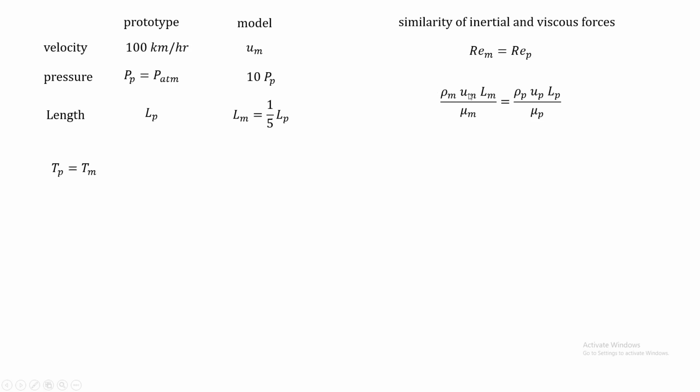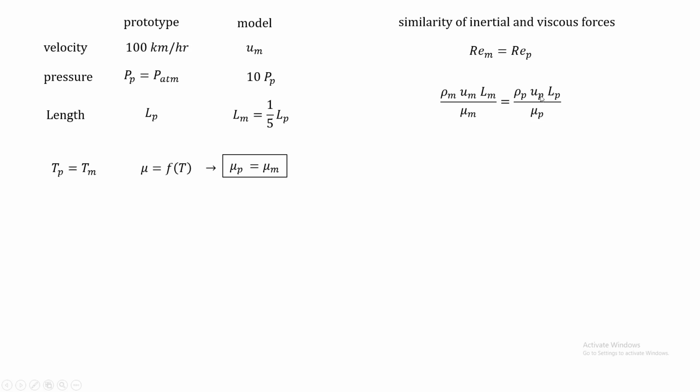So the density will be different. We have to find the relations for the density for both prototype and model, and we also have to find the relationship for the viscosity. Now let's use this condition. The temperature for both the model and prototype is equal, and we know that the viscosity is a strong function of temperature, and hence since the temperature is the same for both the conditions, the viscosity also will be equal, right? So these will be cancelled now.